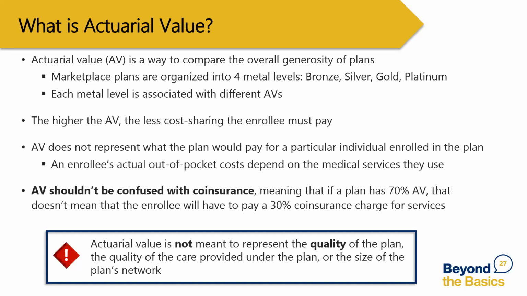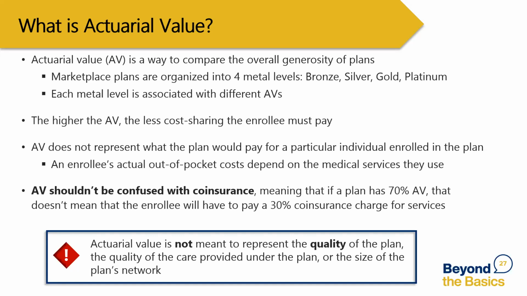If a plan has low AV, then the enrollee will have to pay more out of pocket. The higher the AV a plan has, the less the enrollee will have to pay out of pocket. Marketplace plans are organized into 4 different AV levels, represented by 4 types of metal: bronze, silver, gold, and platinum. Each metal level is associated with a different AV.